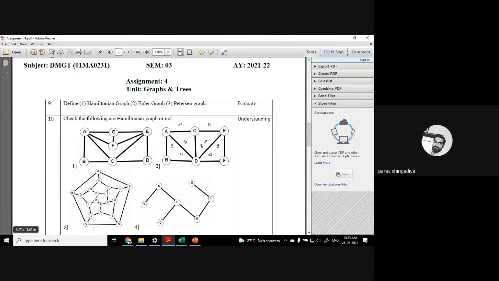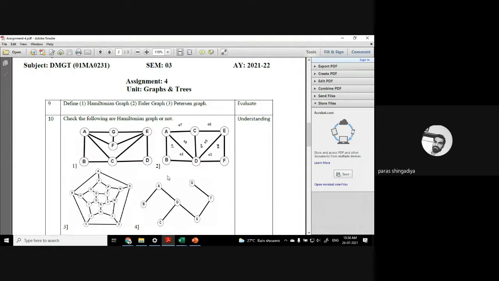Okay, A, B, C, D, E. Okay, from E, start the cycle from inside. Okay, N, M, L, K, J, I, H, G, and from G, the inside pentagon has to be completed again. G, O, Q, R, S, T, P, F, and A. Clear? So that is a Hamiltonian graph.